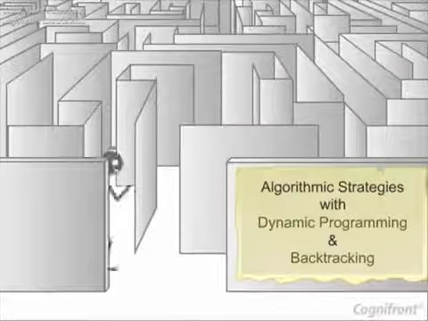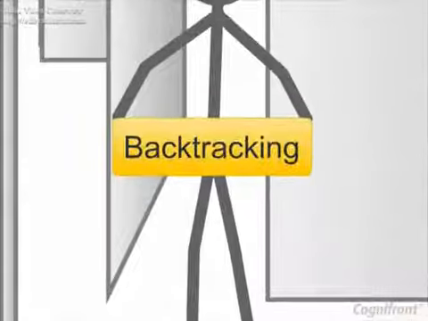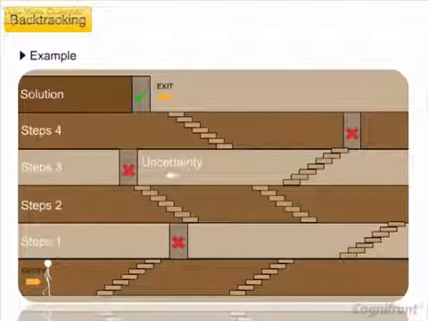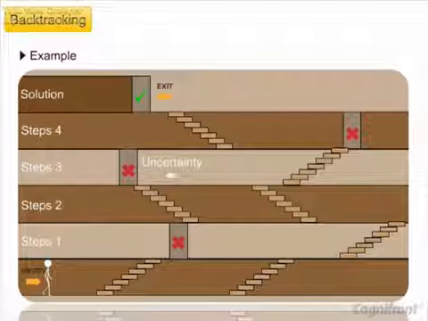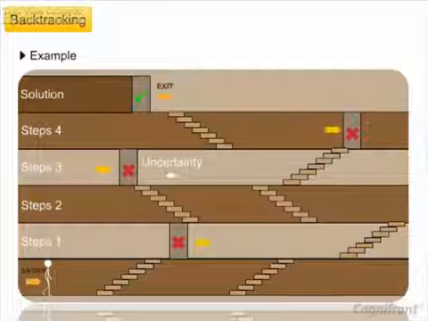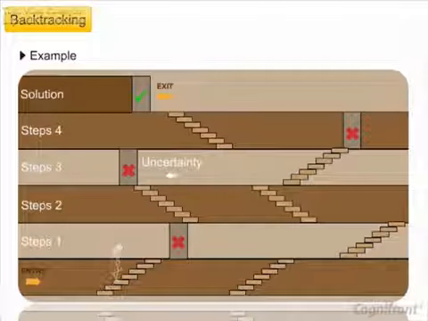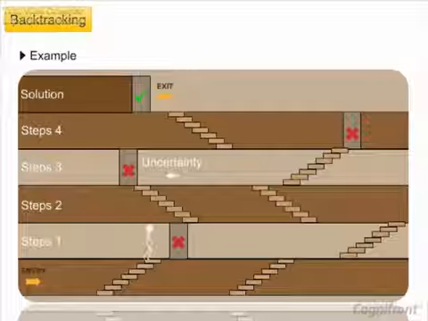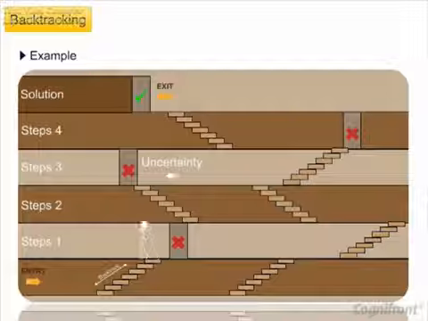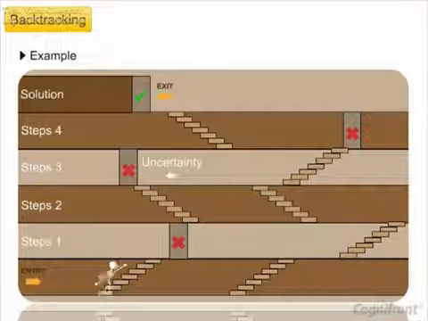Now let's move to another algorithmic strategy, that is backtracking. Backtracking is one of the most general techniques. It is used when there is some degree of uncertainty and the situation unfolds at each step. When we find that we are unable to reach a final solution at any particular step, we backtrack to the previous steps and start over with another option.